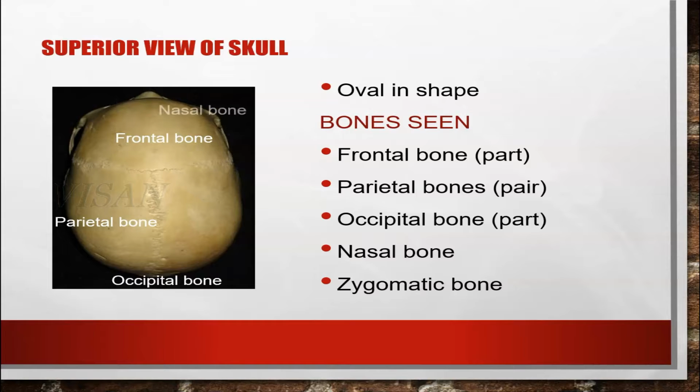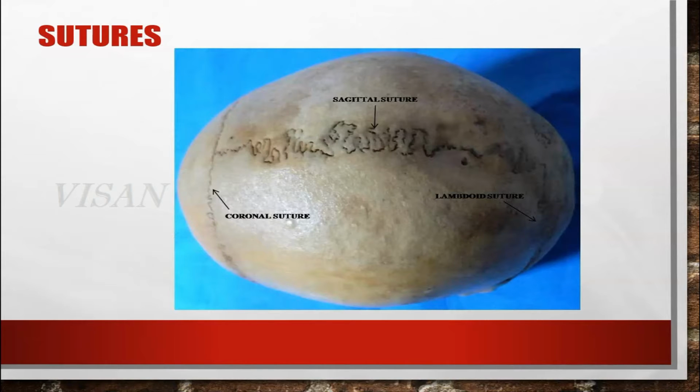Apart from this, we can see the nasal bone as well as the zygomatic bone. These are separate bones which are attached by means of a joint called sutures. Here the sutures are stitch-like structures present between the bones and they are immovable joints.